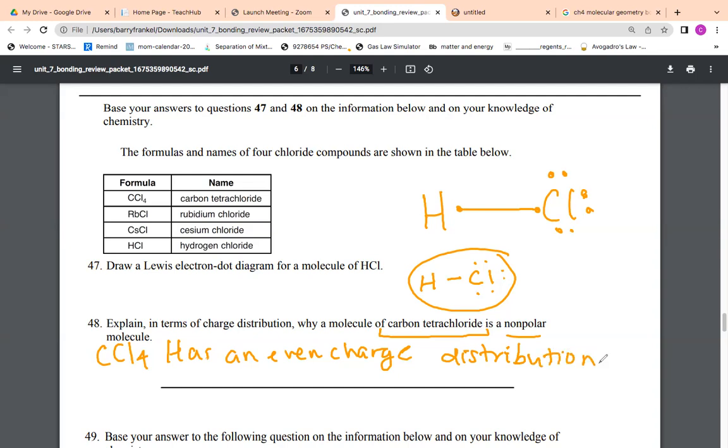Distribution. Okay, my spelling. All right, I think that's spelled correctly. Yes, that is the same as that. Good. Okay. So carbon tetrachloride, or CCl4, has an even charge distribution, and this, again, is what makes it nonpolar.